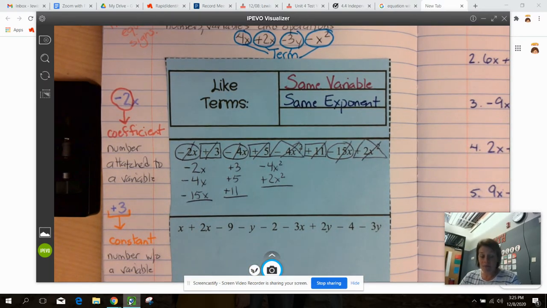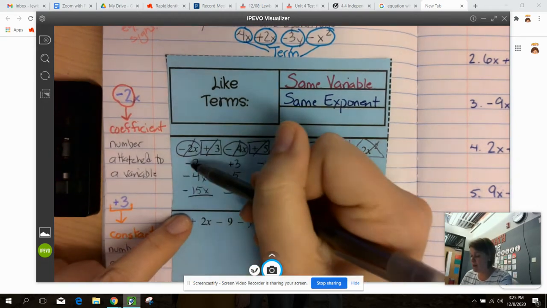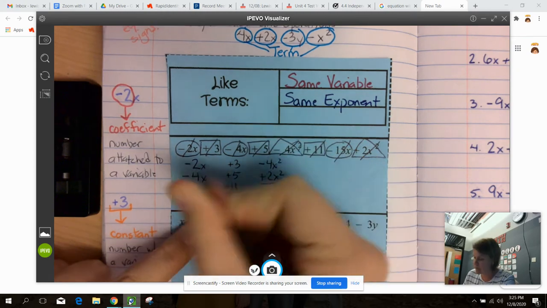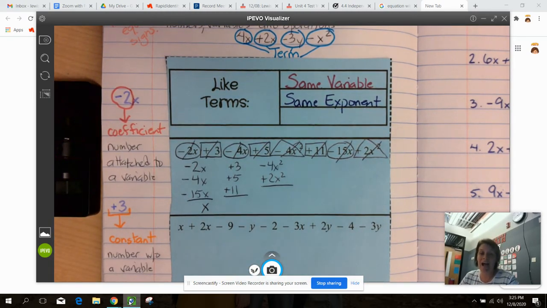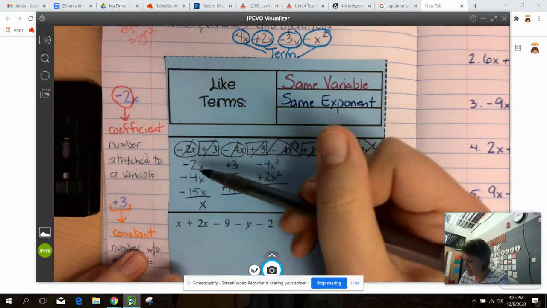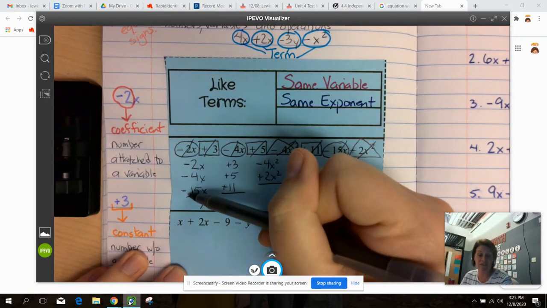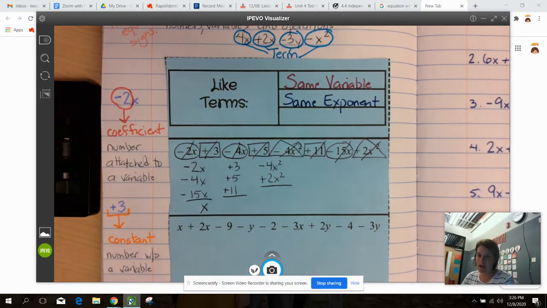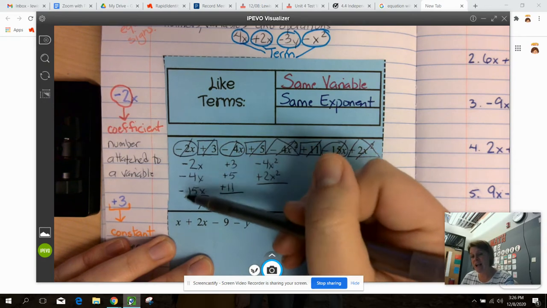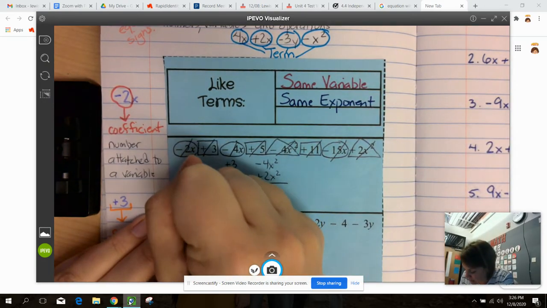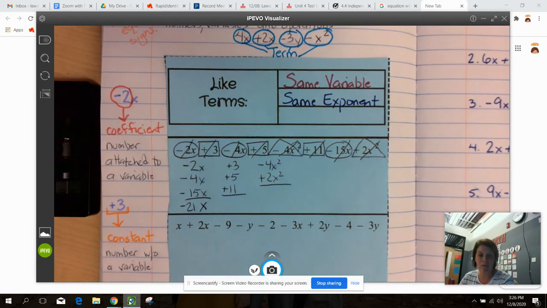Now, all we do is our x's are going to stay the same here. Our variable is going to stay the same, so it's still going to be an x. All we do now is combine our coefficients. So I have a -2, a -4, and a -15. You are more than welcome to use those calculators for this. When you combine those, this is a -6, and then a -15. It's going to be a -21. That would be the combined term there.